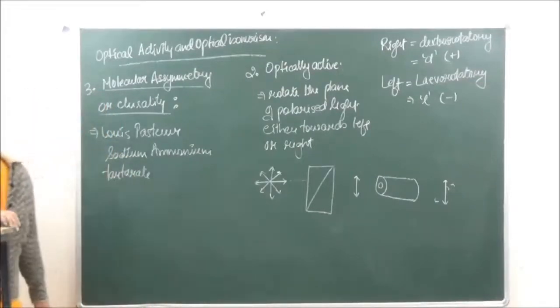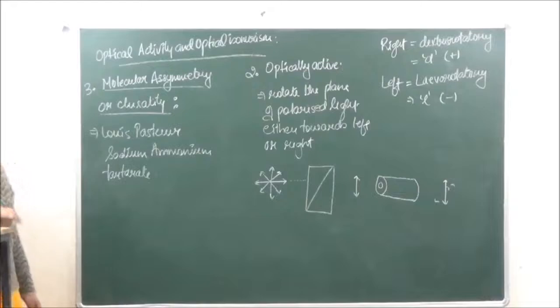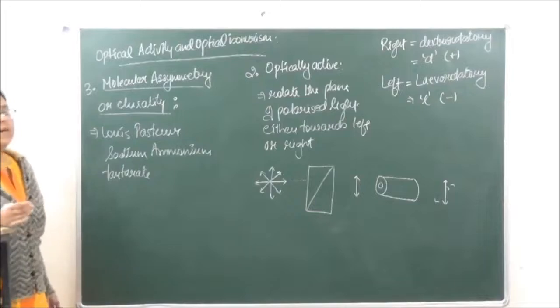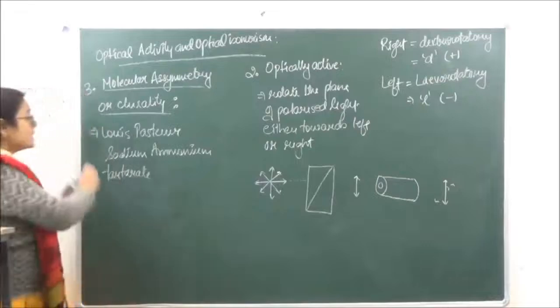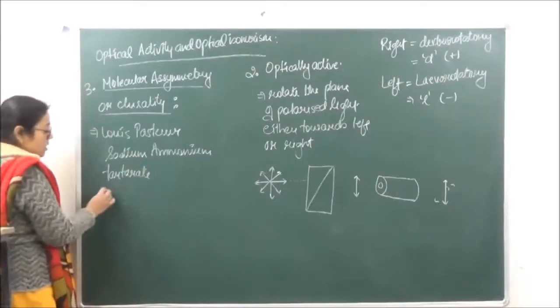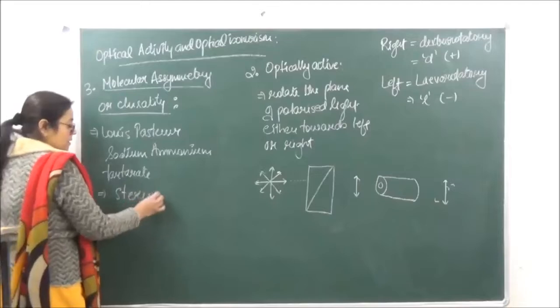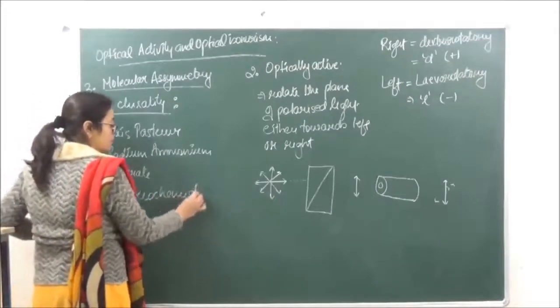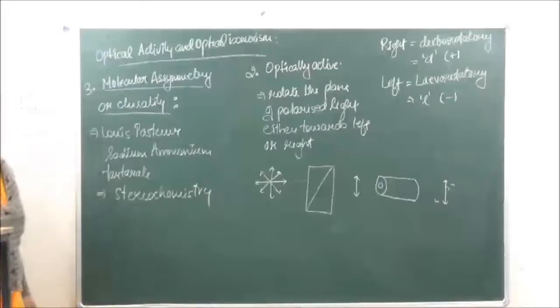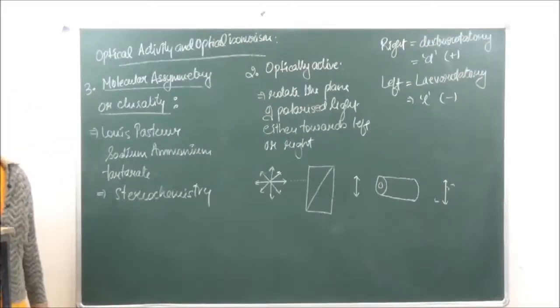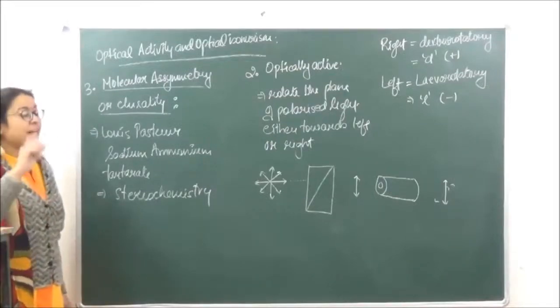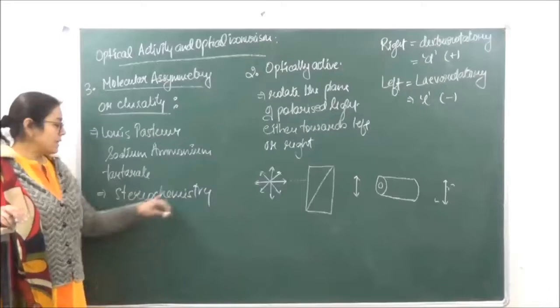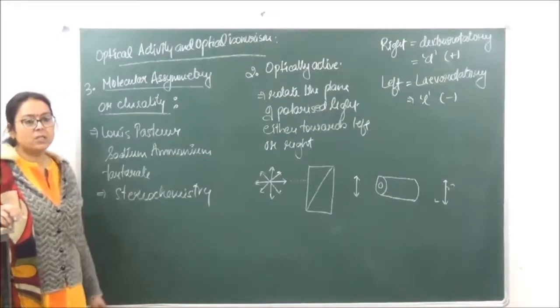So he said that there are certain substances which are mirror images of each other, but if you try to superimpose them on one another, they are non-superimposable. This particular experiment was the base of stereochemistry. So we have one particular branch of chemistry in which we study the effect of light on certain substances. That is known as stereochemistry.